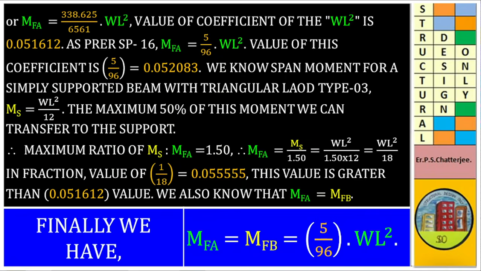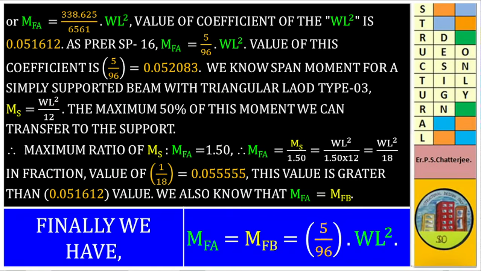As per SP16, MFA is equal to 5 by 96 WL square. The value of this coefficient 5 by 96 is equal to 0.052083. We know the standard moment for a simply supported beam with a triangular load type 3, MS is equal to WL square by 12. A maximum of 50% of this moment we can transfer to the support. Therefore, the maximum ratio of MS to MFA is equal to 1.5. Therefore, MFA is equal to MS by 1.5.